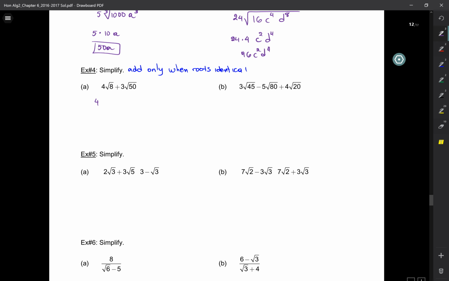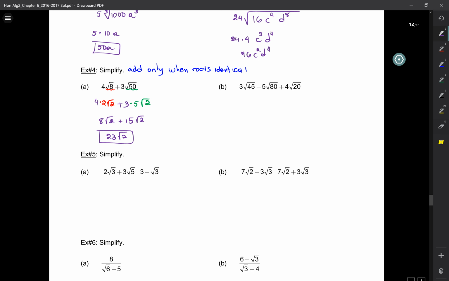So here I have 4, and what's the root 8? What does that simplify to? 2 root 2 plus 3, and now you need to simplify the 50, right? 50 is 2 times 25, so it's 5 root 2. Now, combining the first, you have 8 root 2 and 15 root 2. So we're going to add the coefficients, 23 root 2.